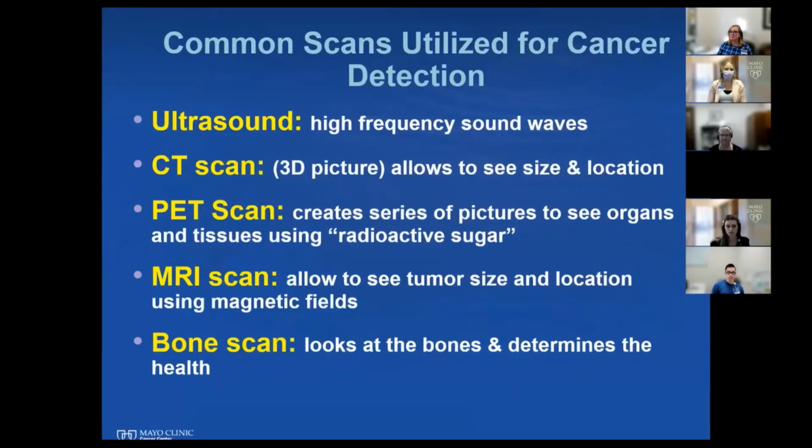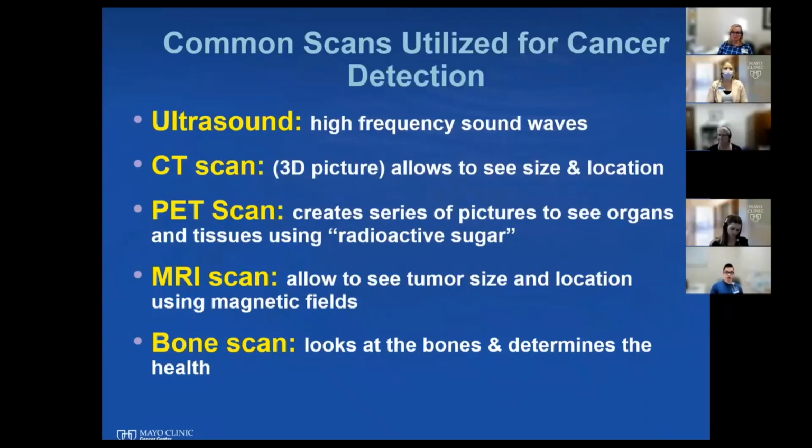Another common scan is a CT scan. A CT scan is taking a cross-section or a virtual slice of the patient in order to detect cancer. An example of this being used in cancer detection is for lung cancer. Next, we have a PET scan. This is a type of scan that uses radioactive sugar to detect certain hotspots in the body. This is especially helpful in detecting cancer metastasis to other areas of the body. Often this is done in conjunction with a CT scan, hence this is called a PET-CT.